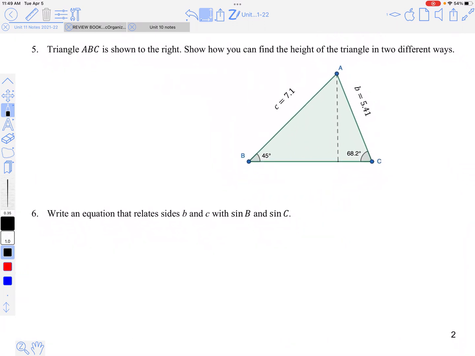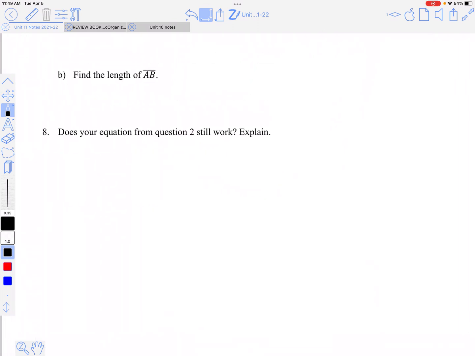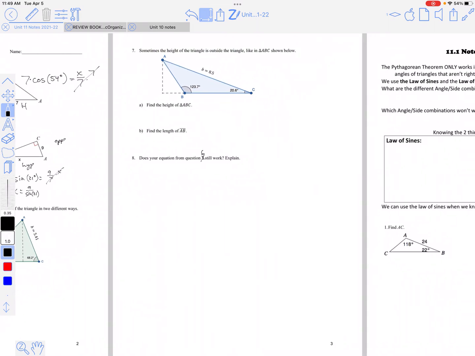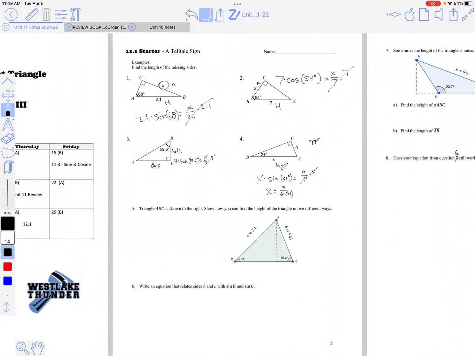You should be able, if you want to, to pause this and just go through. There's one typo. If you turn to number 8, that should be a 6 right there. Does your equation from question 6 still work? So if you want to pause this, try this. You should be able to teach yourself a lot of the things that we're going to learn on your own.